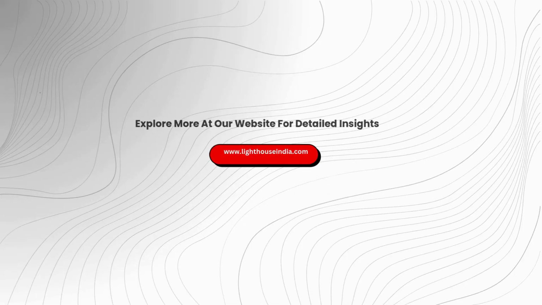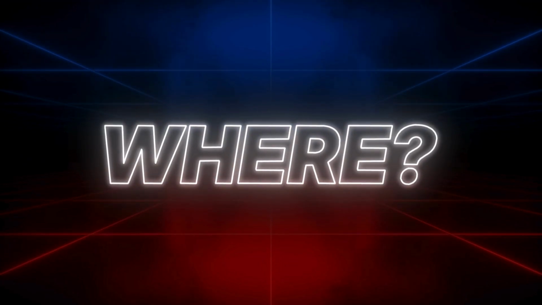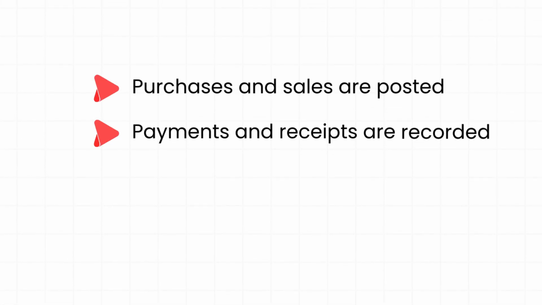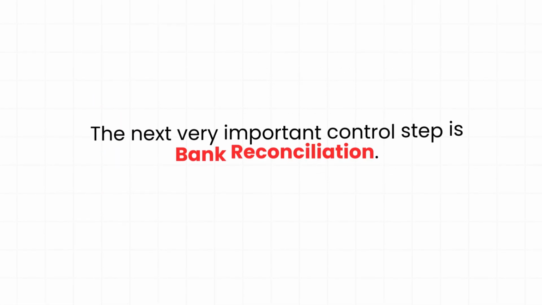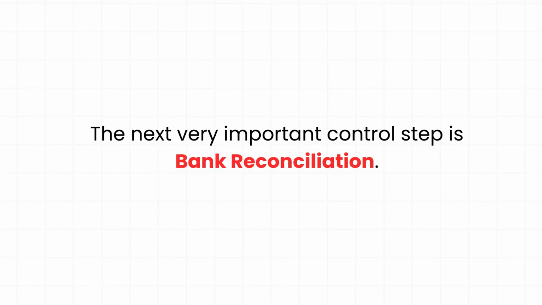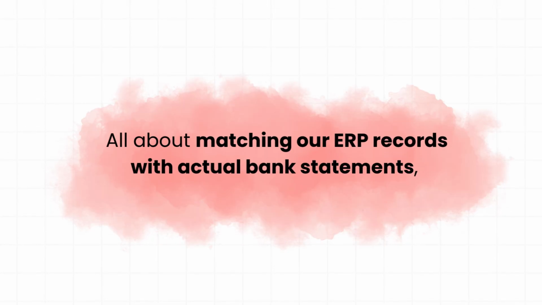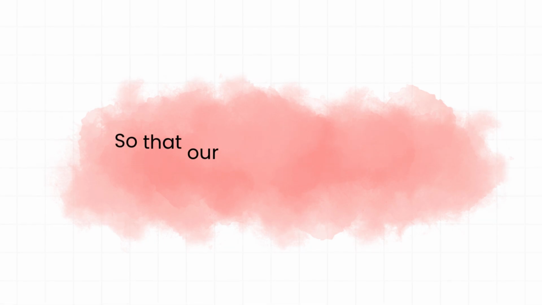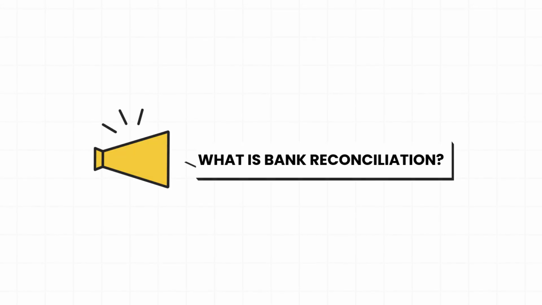In the previous video, we completed Debit Note and Credit Note purchase accounting, where we learned how adjustments are made after invoice posting. Now that purchases and sales are posted, payments and receipts are recorded, and adjustments are completed, the next very important control step is bank reconciliation. Today's session is all about matching our ERP records with actual bank statements, so that our bank balances remain accurate and trustworthy. What is bank reconciliation?